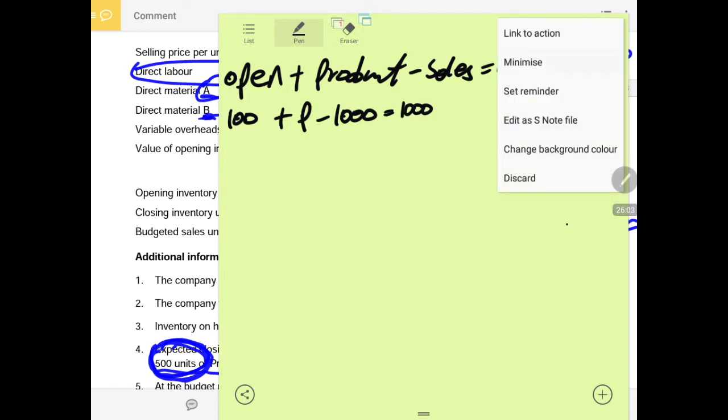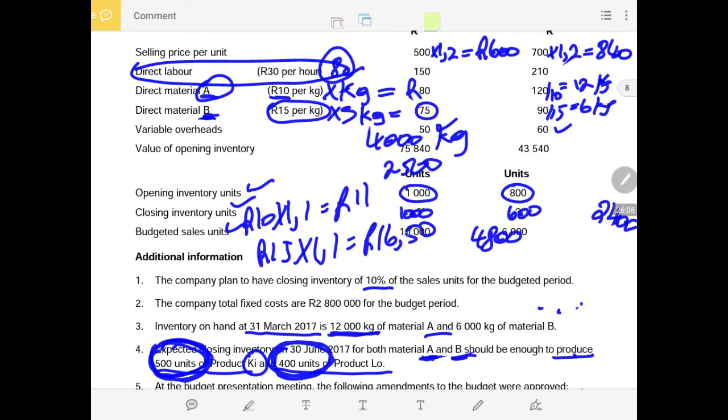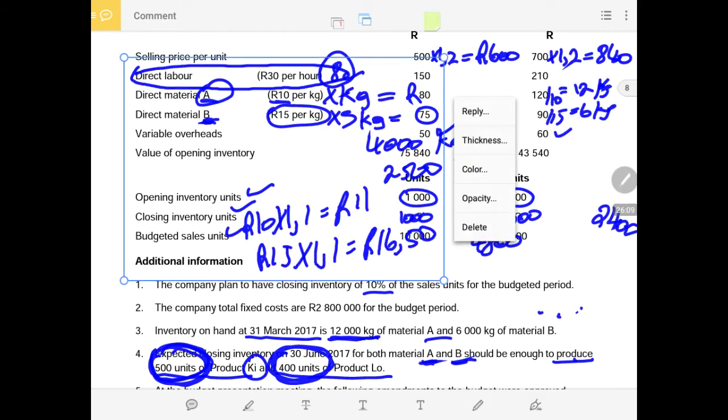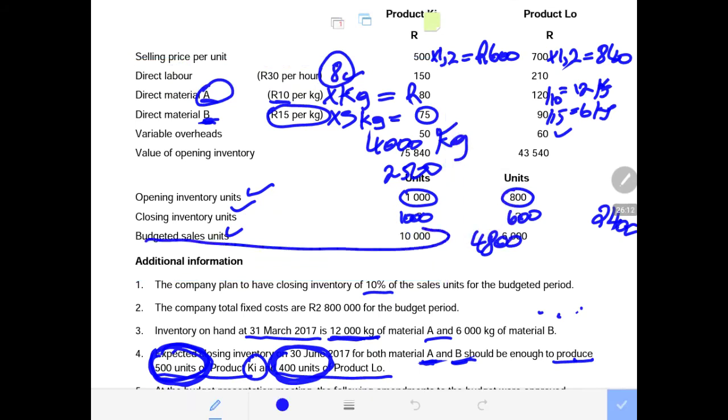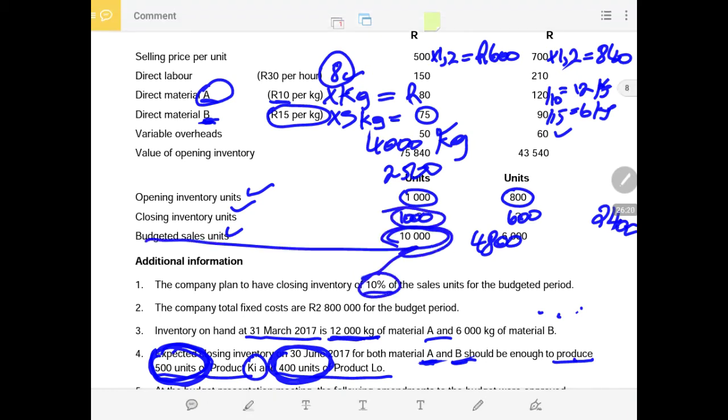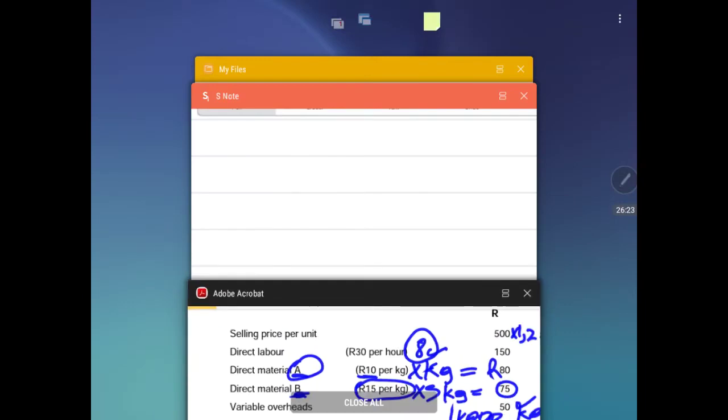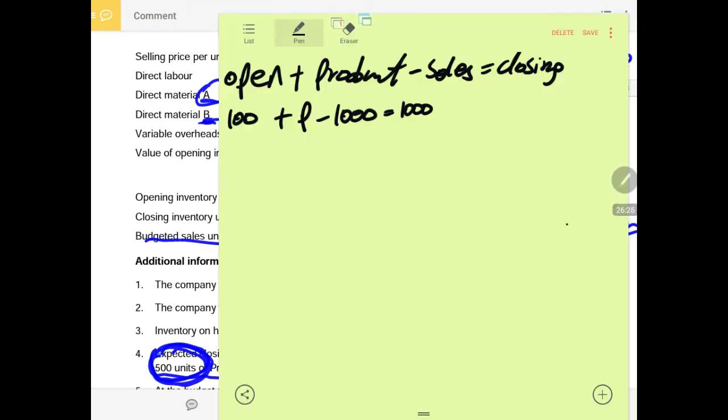I think sales are 10,000 here. Sales at 10,000 and our closing is 1,000. It was 10%. If you remember, our closing was 10% of sales. So our sales at 10,000, closing is 1,000. So opening plus production minus sales of 10,000 is equal to closing of 1,000.